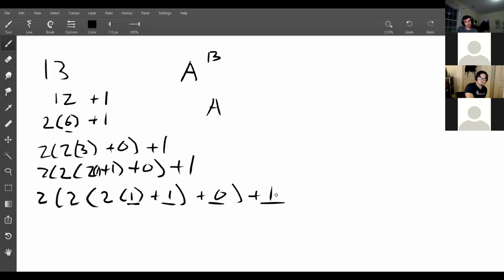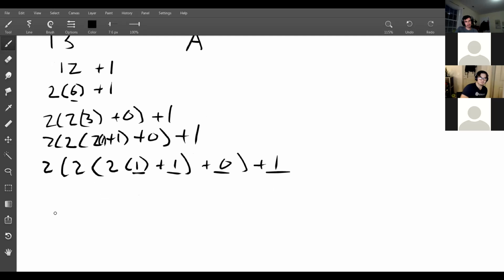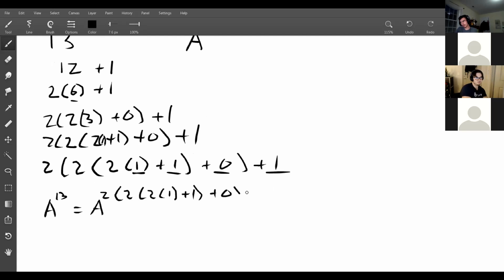So what this ends up doing is, I'll actually do it down here. So let's say we're doing a to the 13. Assuming that you can do the multiplication in any order. Sometimes you can't do that, but for matrices you can associate in any way that you want. You can't change the order necessarily, but so yeah. So we get that a to the 13th is equal to a to the 2 times 2 times 2 times 1 plus 1, 0 plus 1.